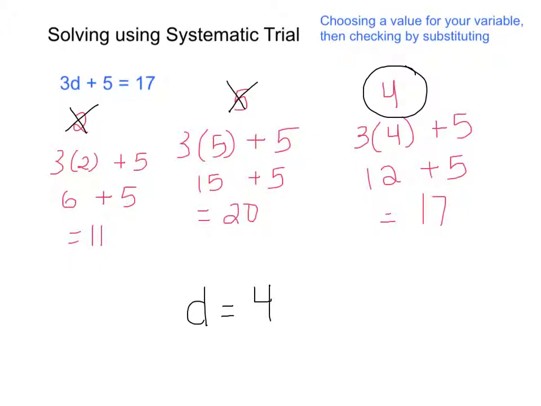So like I said before, systematic trial is really a series of guessing and checking and using your reasoning skills to help you come up with the correct value for your variable in order to solve the equation. The important part here: make sure to show all of your work, and even if it takes you 3, 4, 5, 6 attempts to get the correct variable, you're showing your work and you're showing your thinking. So always record all of the steps that you're taking when you're solving with systematic trial.